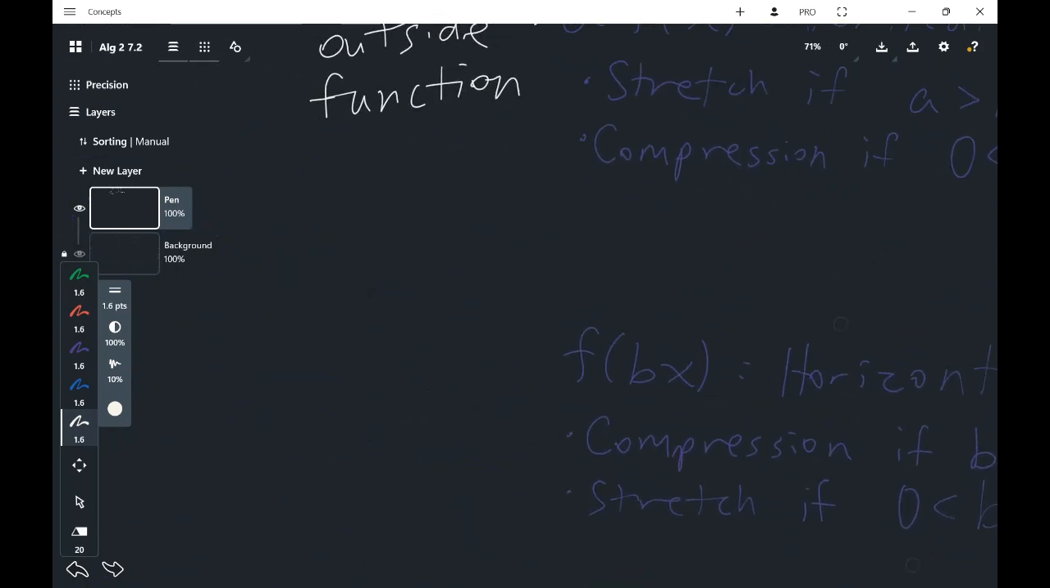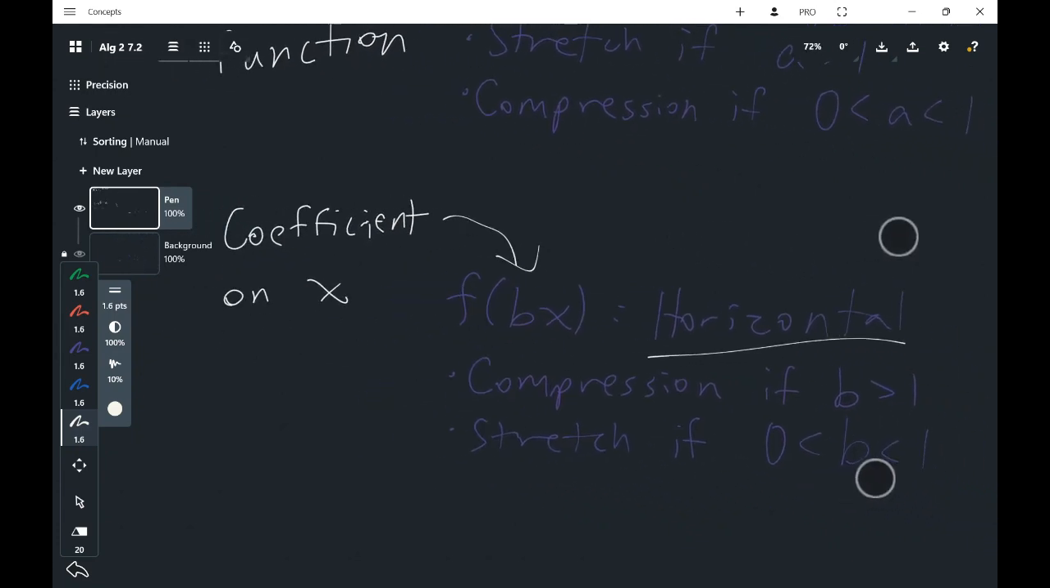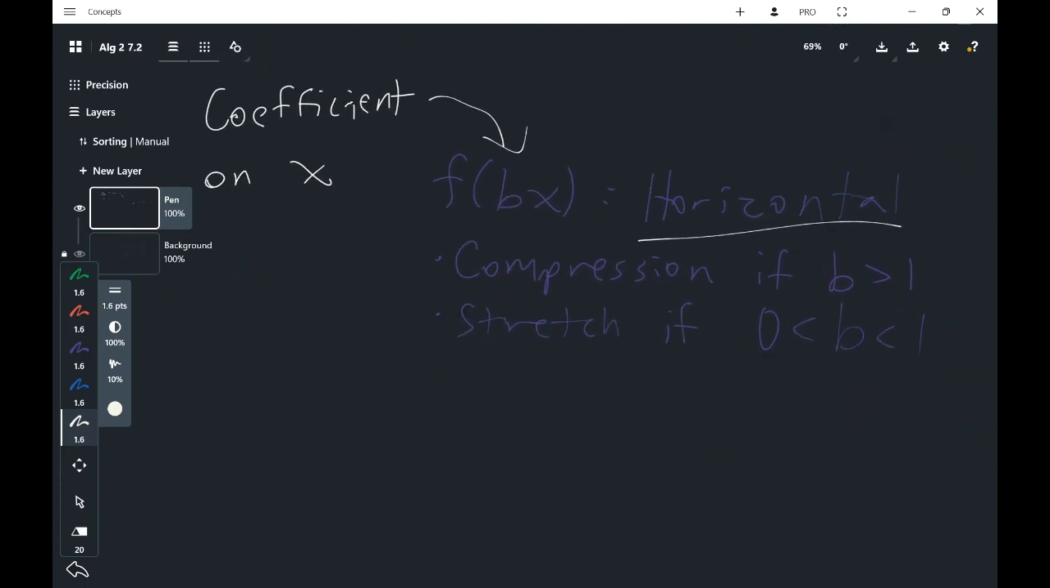So when we have a coefficient on x, this is going to be a horizontal dilation. Now, you'll notice things are a bit backwards here. This happens whenever we have numbers or something inside of the parentheses. Things are backwards from what we expect. This time, when the b is bigger than 1, this is not going to be a stretch, it's going to be a compression. And likewise, when b is between 0 and 1, it's not going to be a compression, it's going to be a stretch.